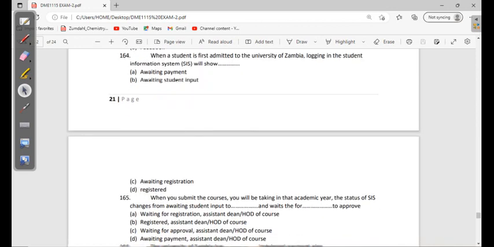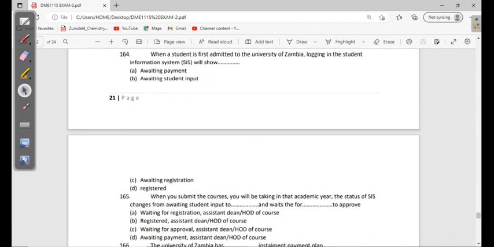164. When a student is first admitted to the University of Zambia, logging into the student information system will show awaiting payment, awaiting student input, awaiting registration, registered. So it is going to show awaiting student input, and then you have to cycle to another thing.